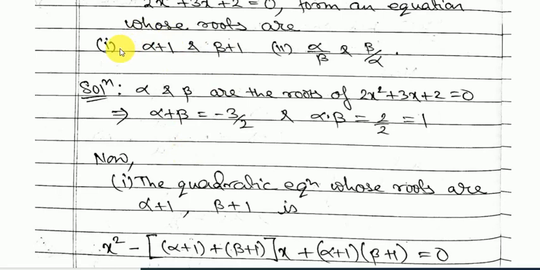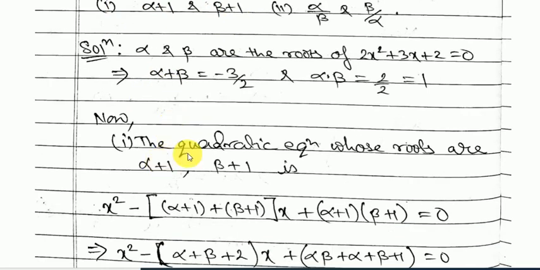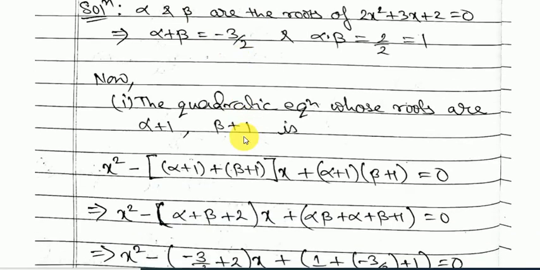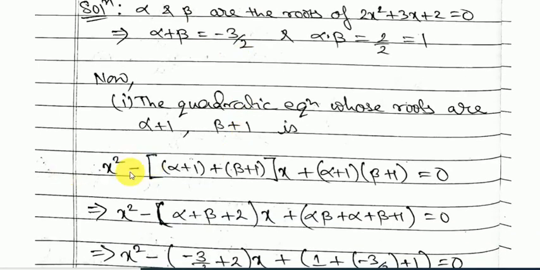Now we are looking for the equation whose roots are these. You know that if roots are given to you, then the quadratic equation is x square minus the sum of the roots into x plus the product of the roots. So we are looking for the equation whose roots are alpha plus 1 and beta plus 1. So the equation will be x square minus alpha plus 1 plus beta plus 1 into x plus alpha plus 1 into beta plus 1.